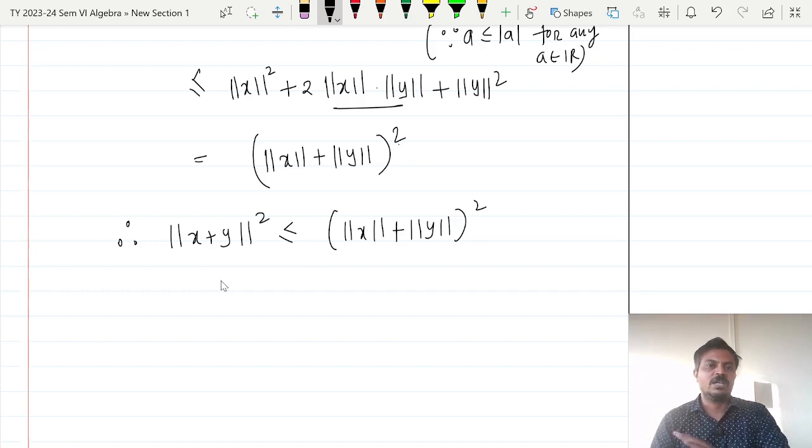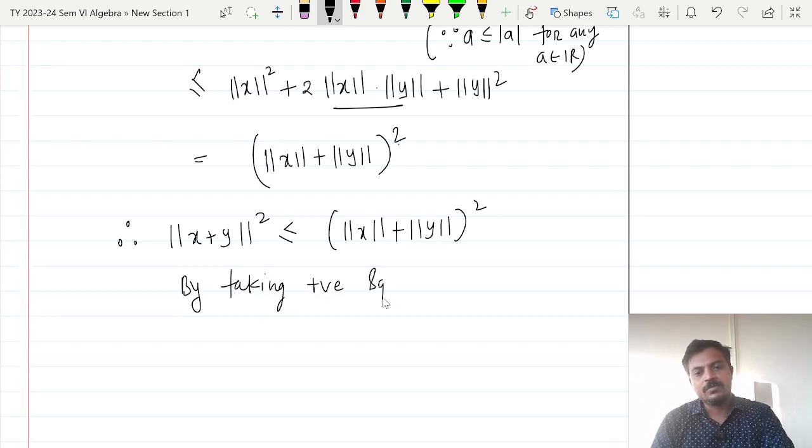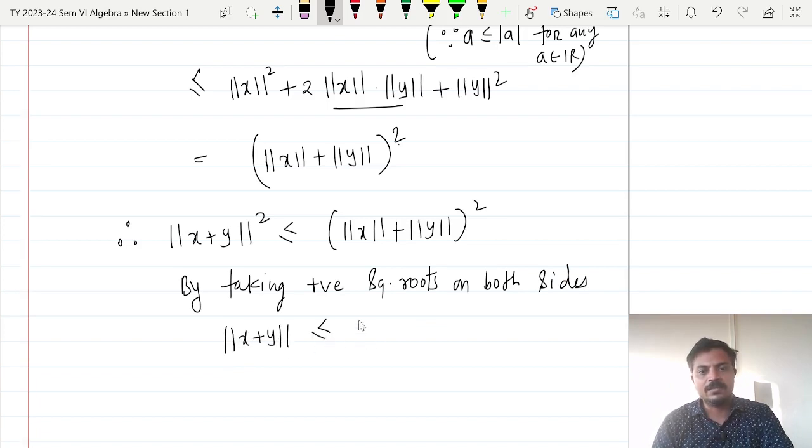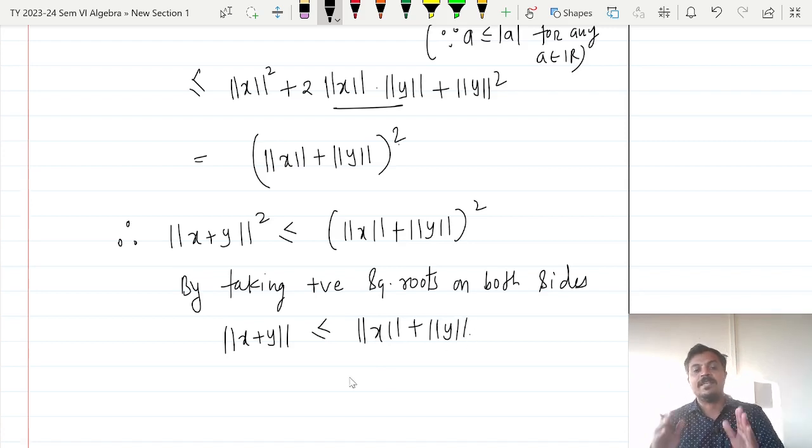Now simply take positive square roots on both sides. So by taking positive square roots on both sides, what we will get? Norm of x plus y is less than or equal to norm of x plus norm of y, and that is exactly what we wanted to prove.